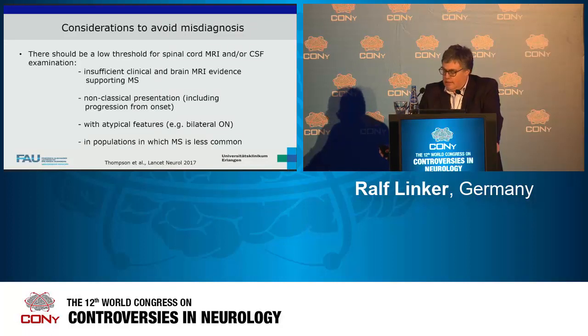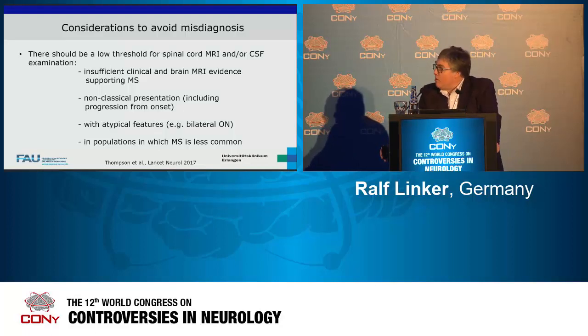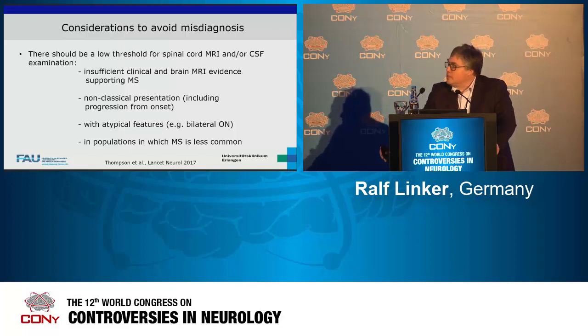Based on that, it was concluded in that manuscript that there should be a low threshold for additional MRI analysis, including the spinal cord, and also the CSF, if the brain MRI is not conclusive, if the presentation may be somehow not classical, and that may include primary progressive symptoms. If there are atypical features, that may particularly also include bilateral optic neuritis, and also populations in which MS is not that common.